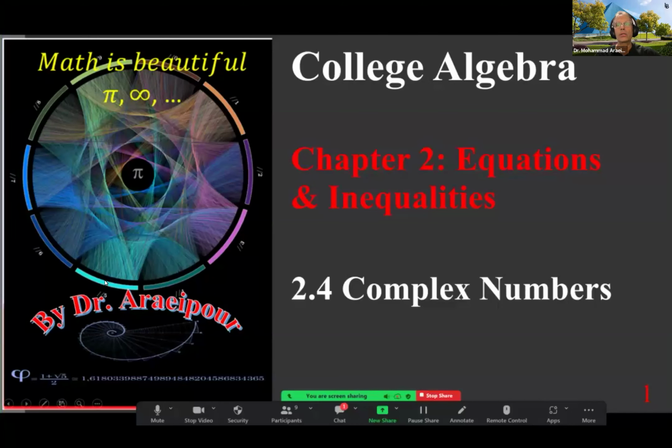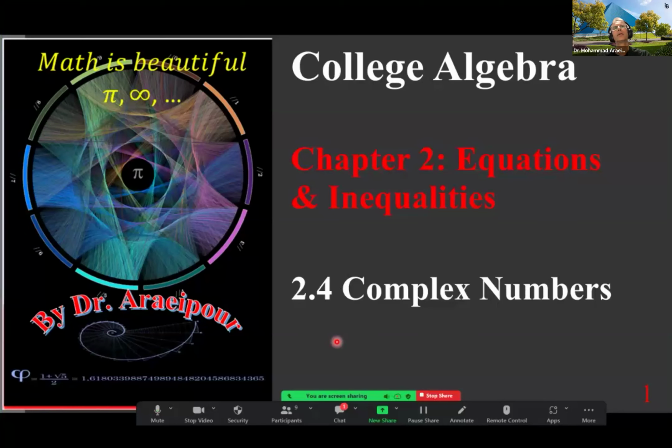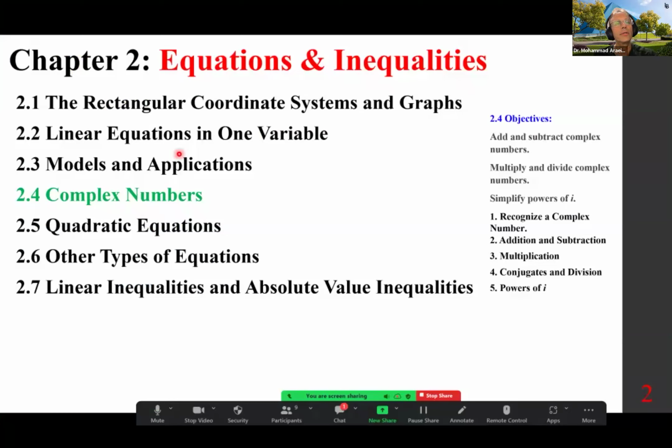Good evening, class. We are looking at College Algebra Chapter 2, Equations and Inequalities, and here's Section 2.4, Complex Numbers. We already have covered the rectangular coordinate systems, linear equations in one variable, models and applications, and here's complex numbers.